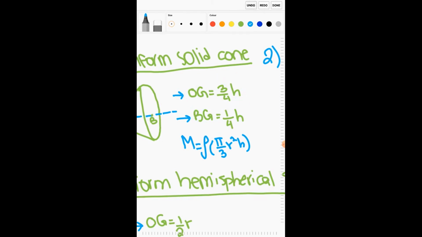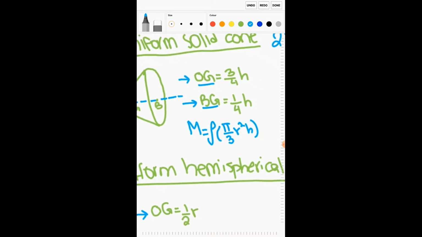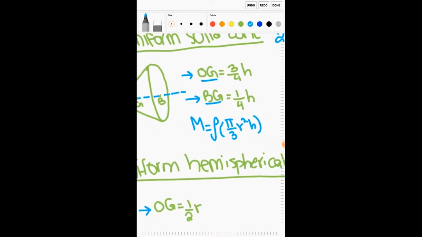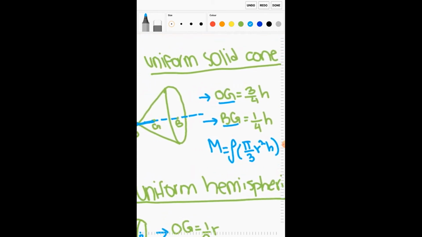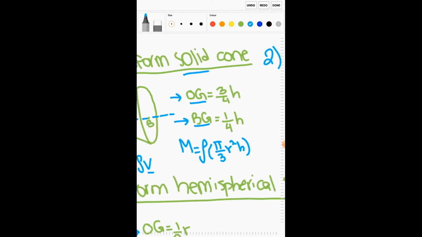So you need to know that this is x bar, this or this, depending on how they draw it. And then m, the mass of a solid cone, would be rho times v, the volume, because it's solid. So v would be pi over 3 r squared h, and then you just multiply, and that's how you find the mass.